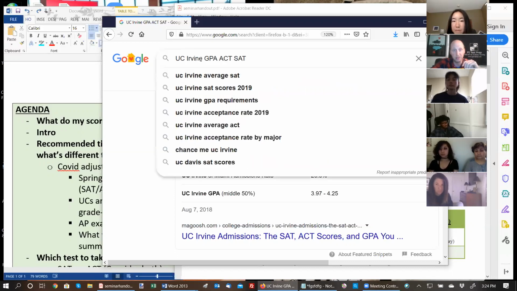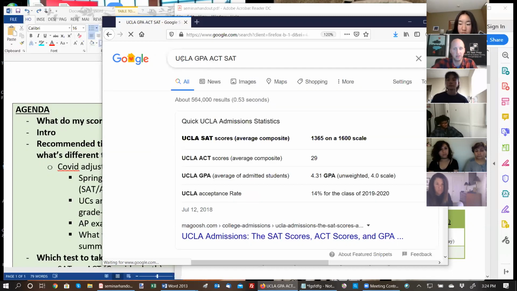If you look up a school that's even harder to get into, let's try UCLA's and see what that says. Okay, so UCLA's average GPA is a 4.3. So if you're higher than that, hopefully you can get in. But that might be a case where I only have a 4.1. You might want to toss an SAT or ACT score in there to give them a little bit of something extra. So that's always what I tell people.